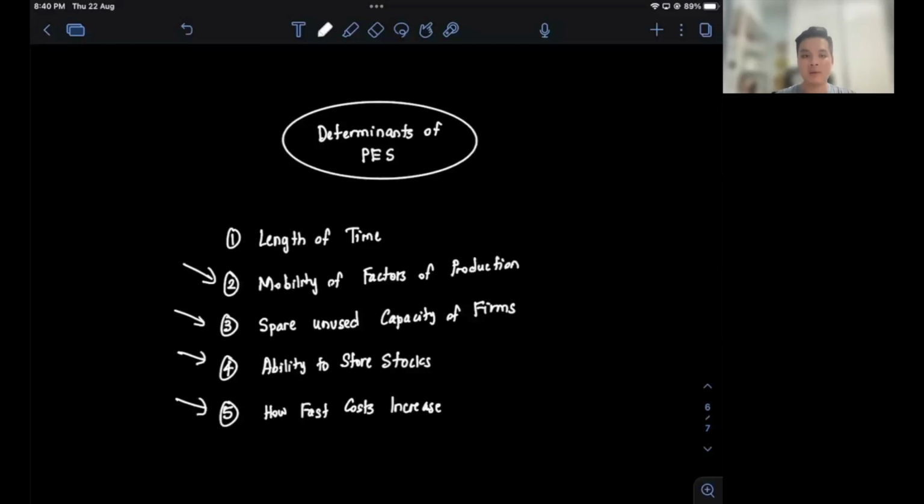If you think about it, if the cost of production to increase more output increases rapidly, supply would be more inelastic. It is usually more expensive to produce more, so therefore firms will be a bit more cautious about producing more, and therefore the supply becomes inelastic.